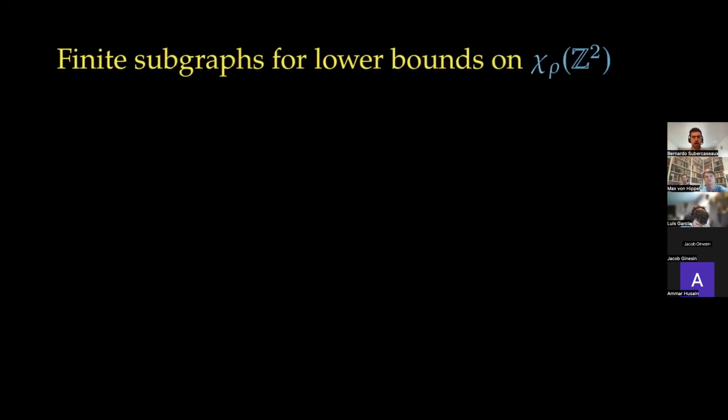So now, what are the good subgraphs? Because I showed you that P4, the path on four vertices, was good for a lower bound, and C4 was good for an upper bound. But what are the good finite subgraphs for Z2?